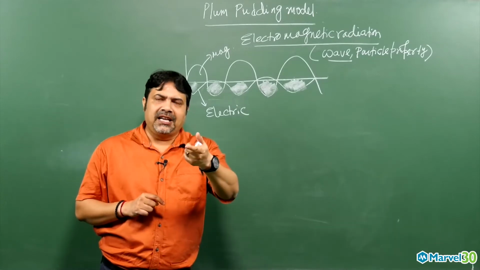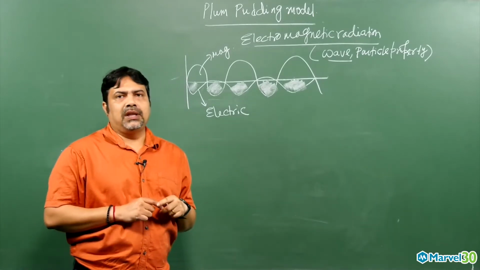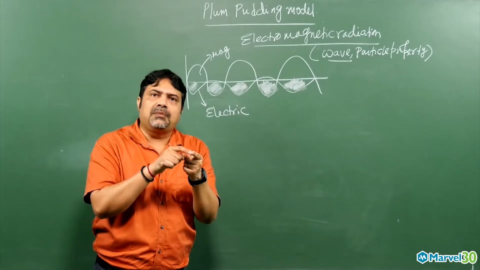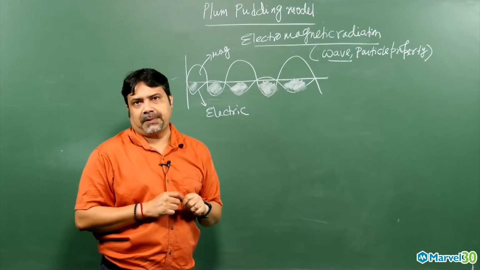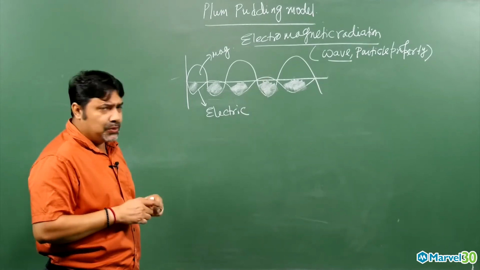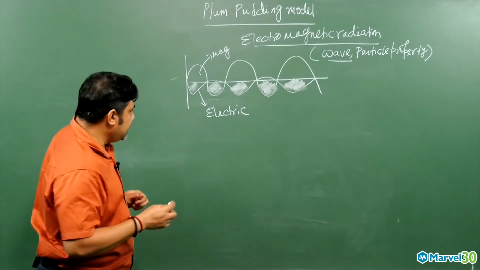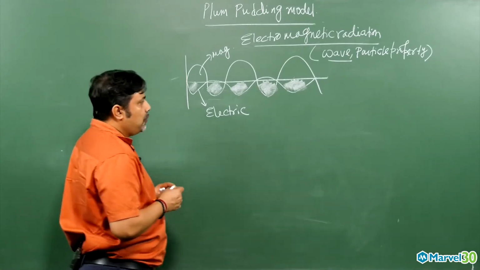When they propagate, even in a vacuum, they show the wave property. When they interact with some object, they show the particle properties. Now you need to know the entire electromagnetic spectrum. What is that? Before going to that, you need to know a few things.